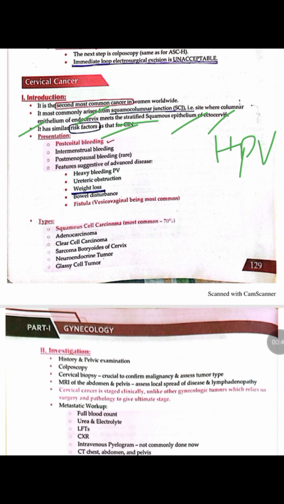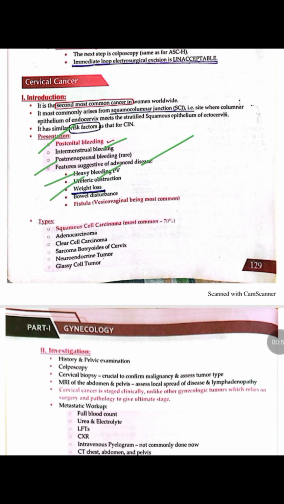And the presentation of a cervical cancer patient includes postcoital bleeding, intermenstrual bleeding, postmenopausal bleeding, and a picture suggestive of advanced disease includes a patient presenting with a history of heavy vaginal bleeding, and there may be signs of ureteric obstruction. There may be a history of weight loss, or there may be bowel disturbances like a history of constipation, etc. And there may be fistula formation, which occurs in advanced disease.